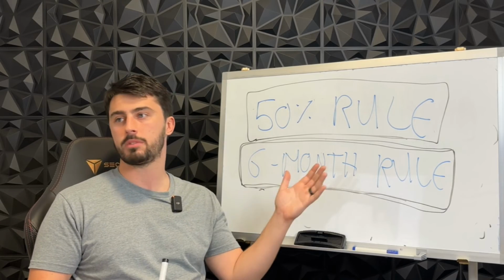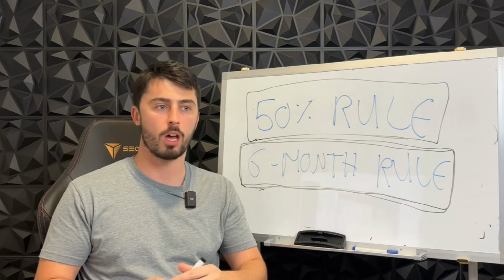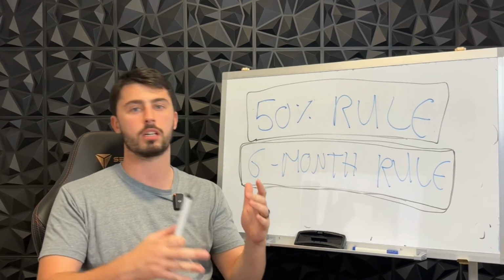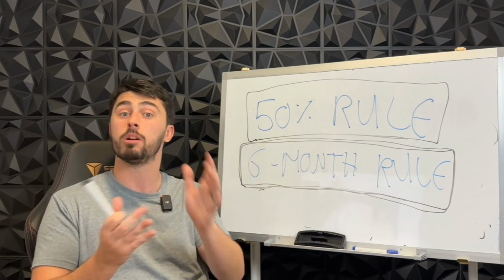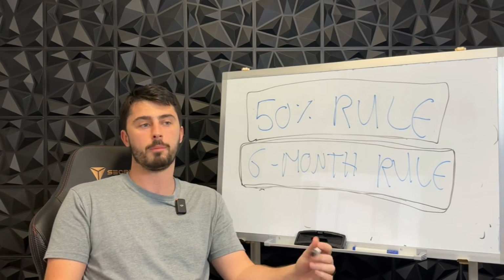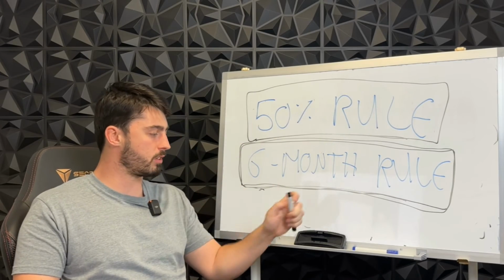Now, obviously, sometimes the 6-month rule can work out better numbers-wise, because maybe you go on a down streak just before the 6-month period or whatever it may be, right? Or just after it. But overall, I always suggest the 50% rule.